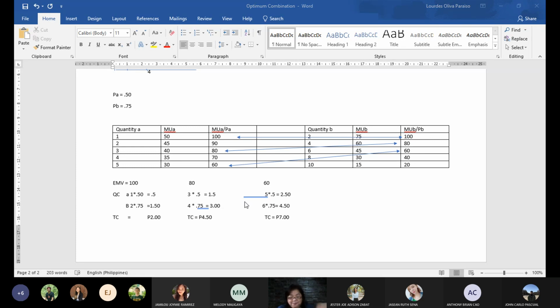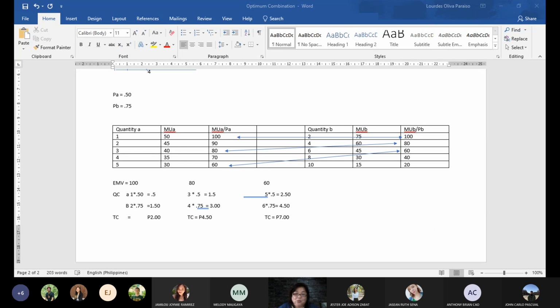Oh, do you like a question? At an equimarginal value of 80, what are your quantity combination or what is your quantity combination? Who can answer that? Oh, somebody have an answer. Ang sabi ko, at an equimarginal value of 80.